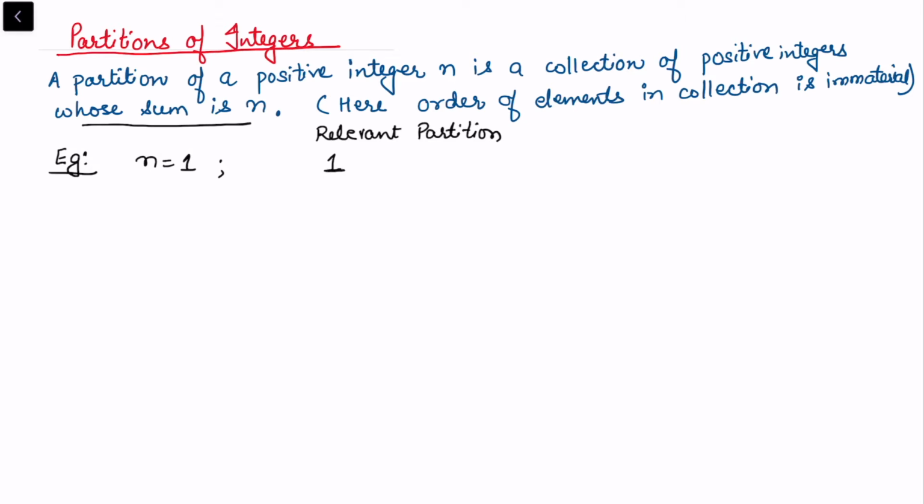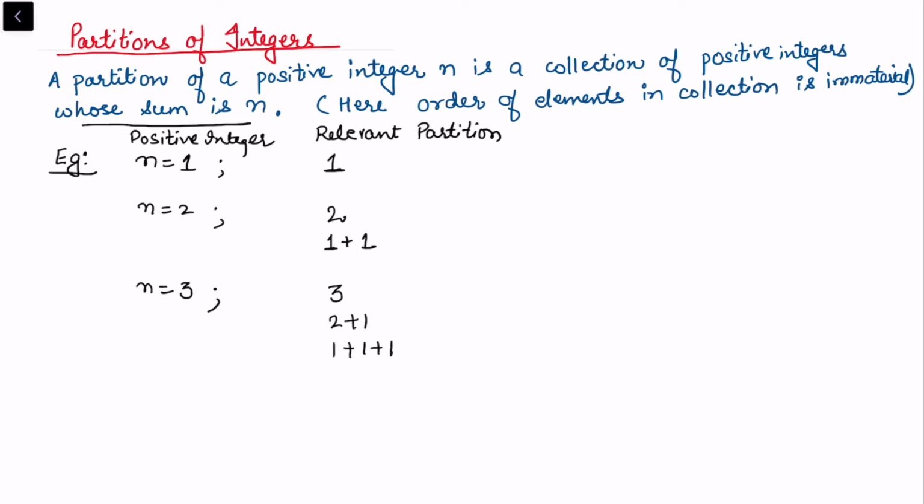If I take n is equal to 2, and this is the way I am selecting a positive integer, in that case either I can take 2 or I can take 1 plus 1, and we notice the sum of these positive integers is back to 2. If I select n is equal to 3, then the relevant partition could be 3, 2 plus 1 or 1 plus 1 plus 1.